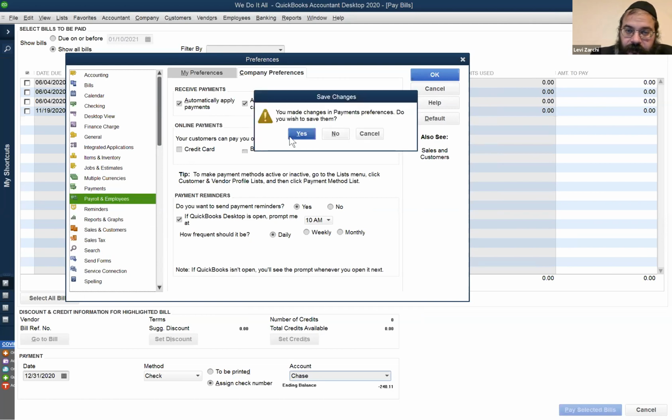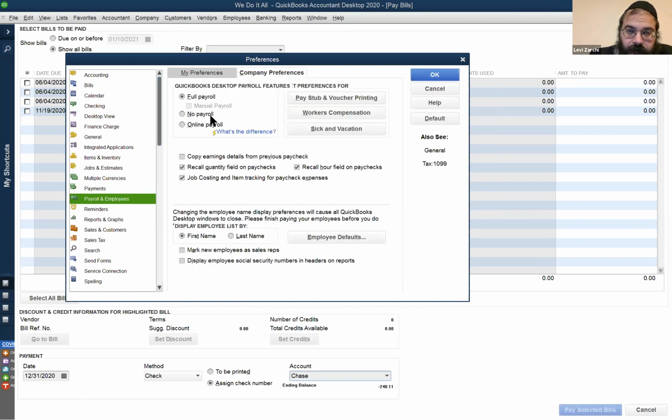Payroll and employees. I may change it. I didn't notice it may have changed, so no, I'm not going to save them. Payroll. What's it called? We call it the quantity field. We call it the hour field in paychecks. You've got paychecks that show an hour. You could copy earnings from the previous paycheck.